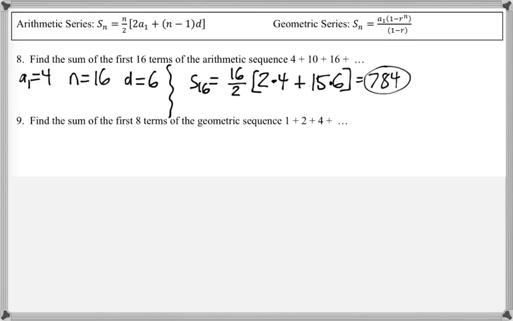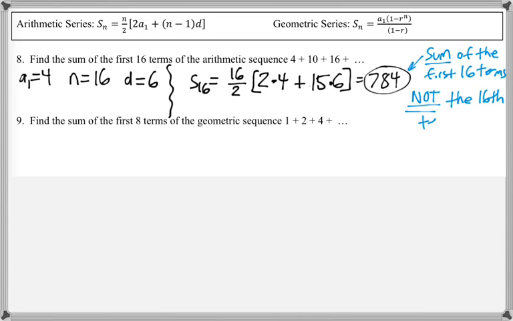Now, it's very important to note that this is the sum of the first 16 terms. It is not the 16th term. So it's not the 16th term itself, it's the sum of the first 16 terms.